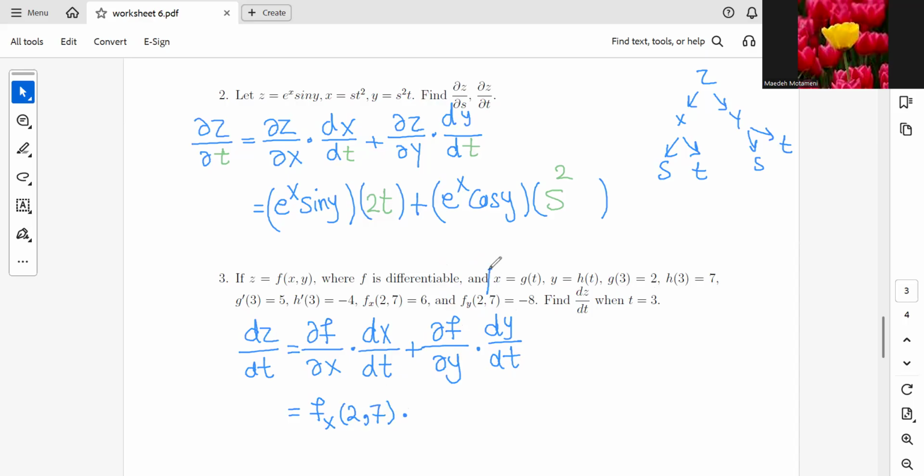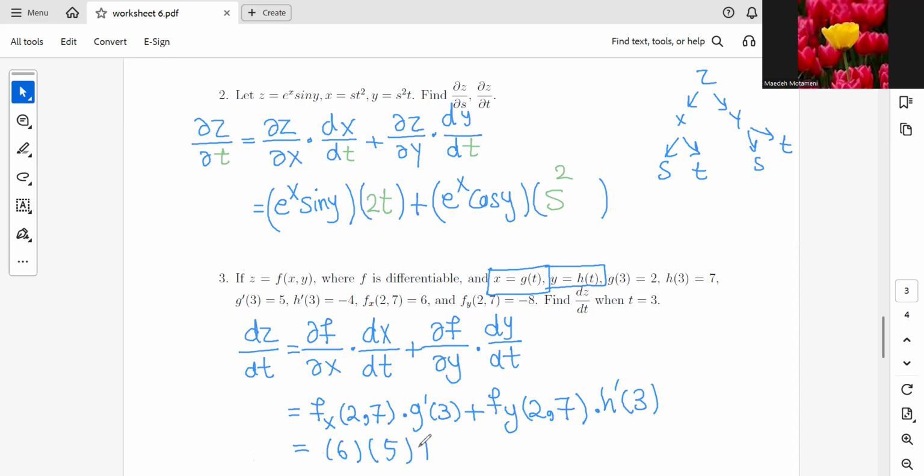dx dt. So x is g of t, dx dt means g prime at the point, plus the partial derivative of f with respect to y times dy dt. Since y is a function of t, this will be h prime at that point. So plugging the numbers that we have, the first one is 6 times 5, plus -8 times -4. And the answer will be 62 here.